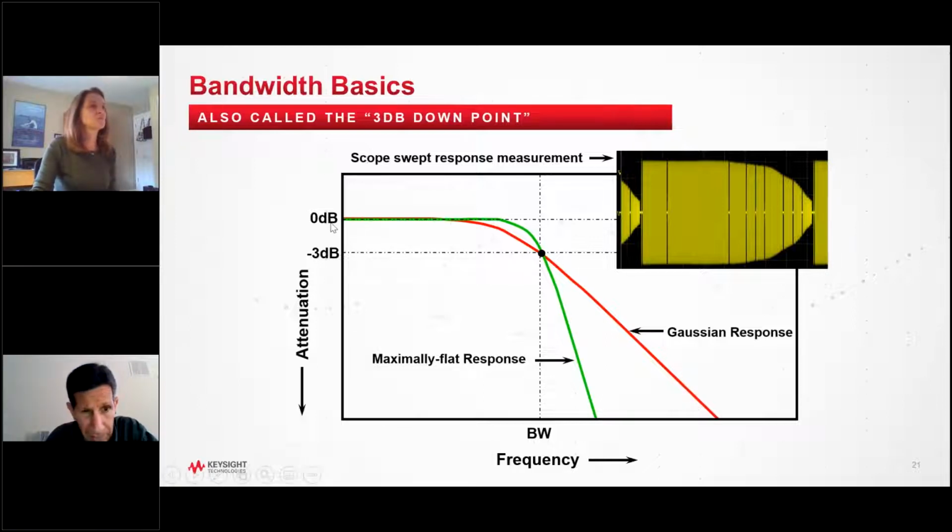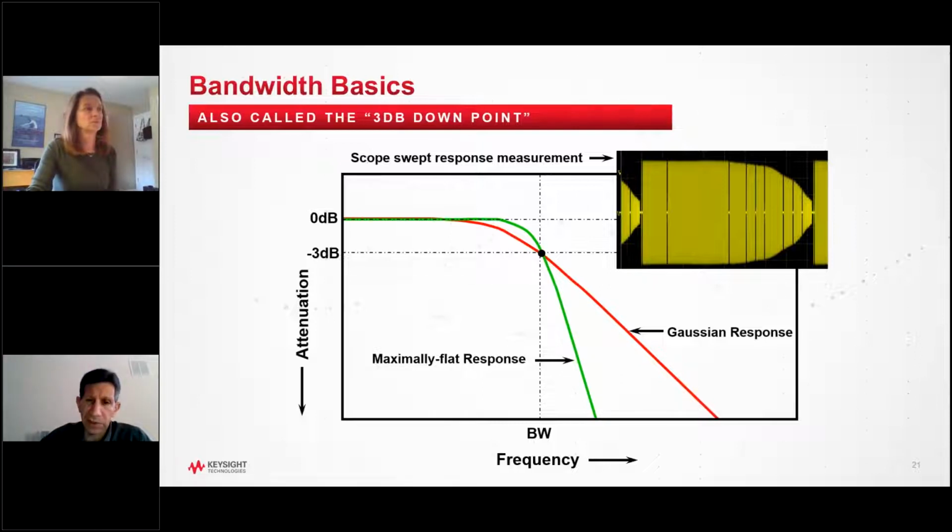We call it maximally flat because during the passband, up to the bandwidth of the oscilloscope, we hold that 0 dB line as long as possible, and then it starts rolling off to the 3 dB point. The 3 dB means the signal would be about 70% of its amplitude. If you put a 100 megahertz sine wave into a 100 megahertz oscilloscope, it will be 3 dB down, or 0.707, 70% of the amplitude at that point.